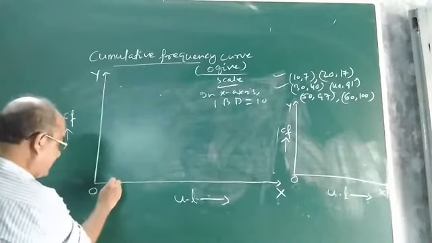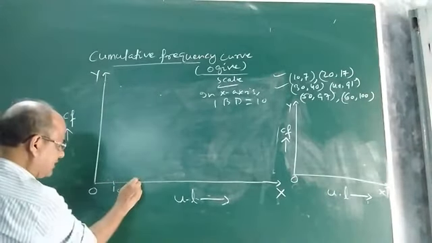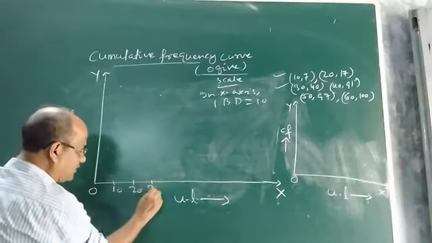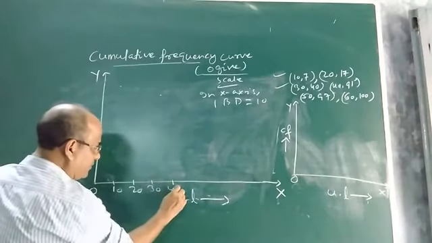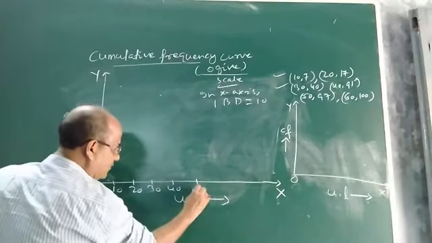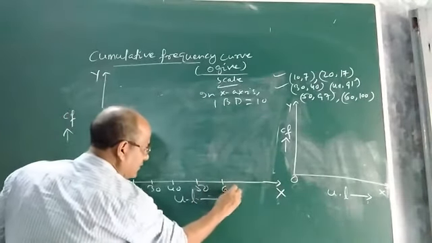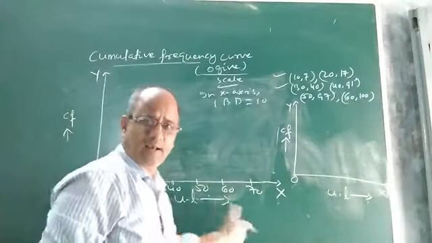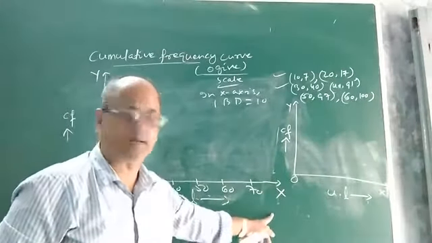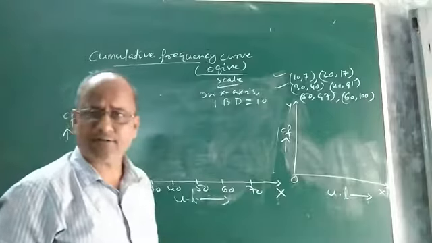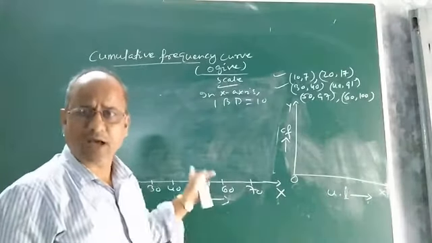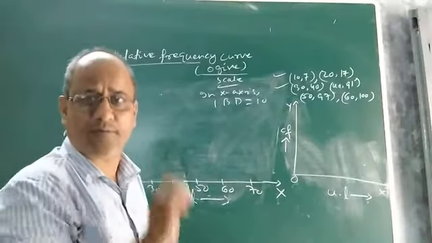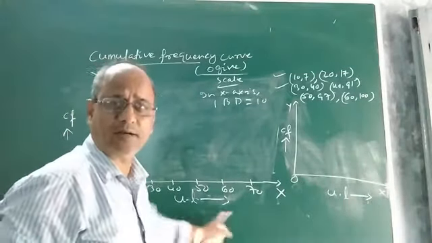From the origin to here, suppose this is 10. Then another 10 small squares will be 20. Another 10 squares will be 30, another 40, another 50, another 60. Like this it will continue. By choosing the scale, now I am able to plot the upper limits of those classes, as I want to draw the less than type OG, or cumulative frequency curve. I took the upper limits along the x-axis.